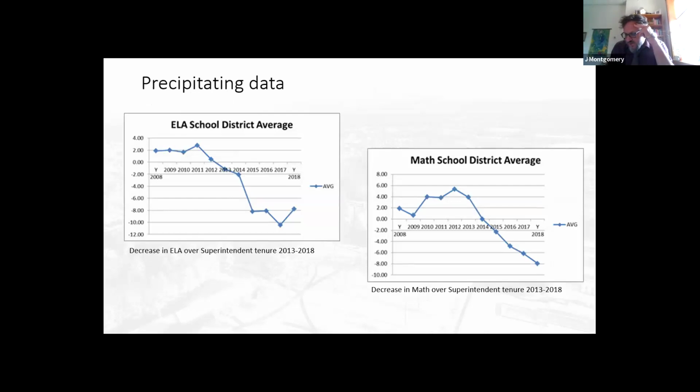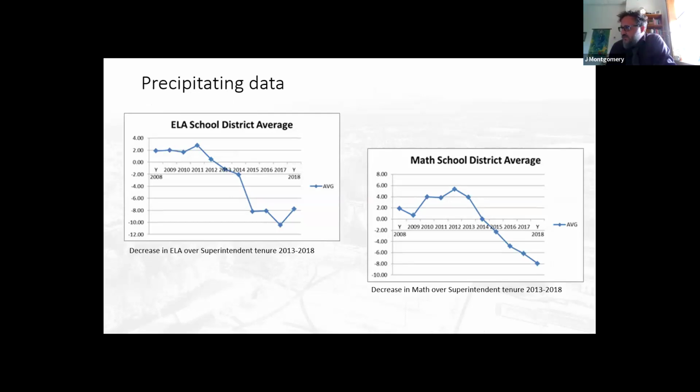And so just quickly, these two graphs show district averages on both math and ELA standardized tests. And so the question for us became, what was the impact of a superintendent? And so over the superintendent's tenure, a specific superintendent between 2013 and 2018, you can see this really substantial drop. And so it's pretty consistent test scores, and this is based on state averages.